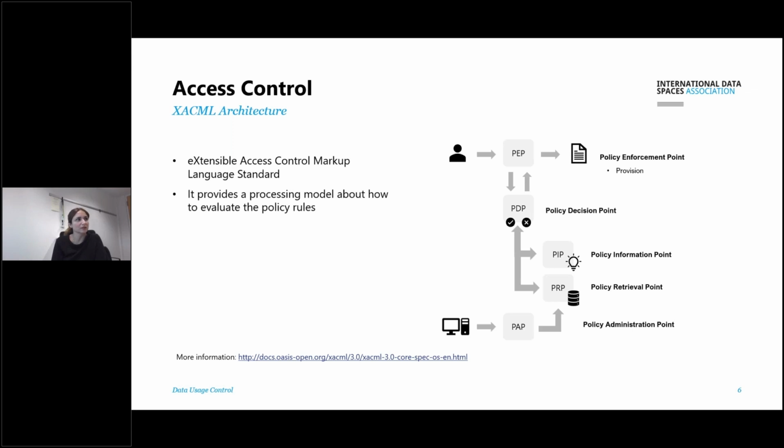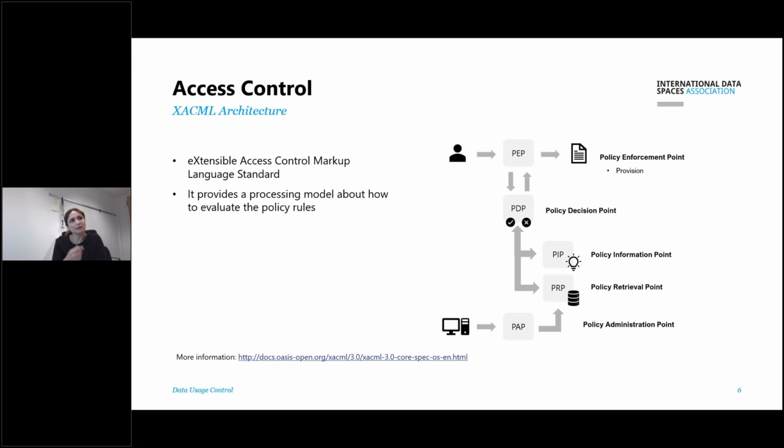So talking about access control, we can think of the XACML architecture. XACML stands for Extensible Access Control Markup Language Standard, but it's not only about the language itself. It provides a processing model about how to evaluate this policy, and that is what is interesting for us. So this architecture shows how to actually evaluate a policy and enforce it.